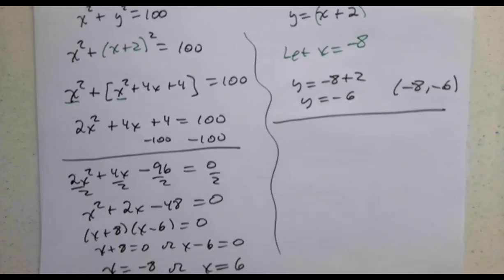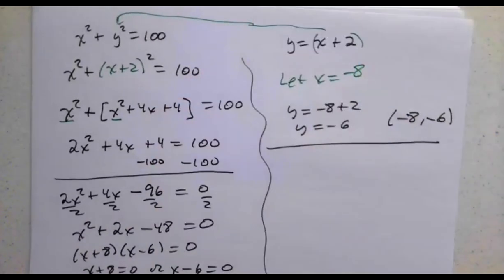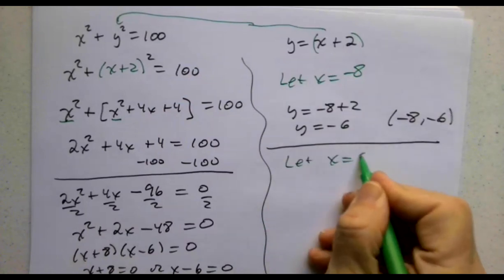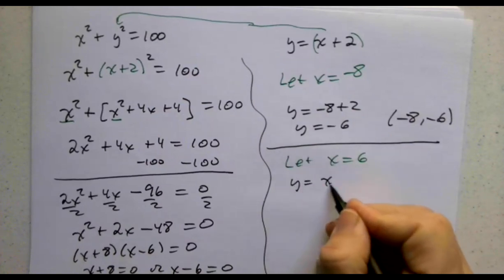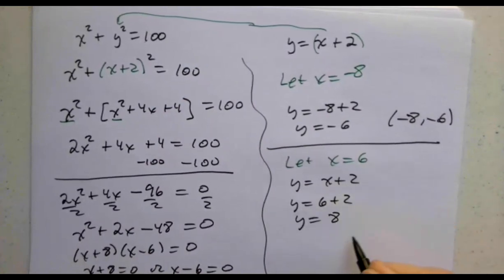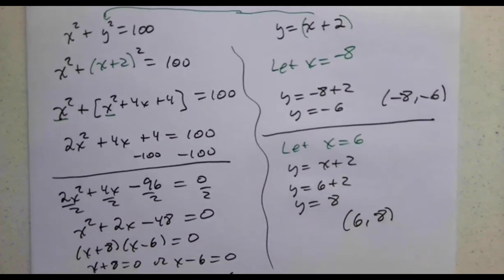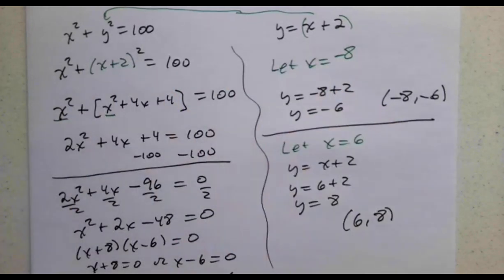But we also had x was 6 here. Remember we had x was negative 8 or x was 6. So the other possibility is to say let x equal 6. We still have y equals x plus 2. So y equals 6 plus 2, so y equals 8. The other point I have here is 6, 8. So I have found two solutions to this system of equations. Is that surprising? Well, this is a circle and that's a line. So could you imagine a circle and a line intersecting in 2 points? I hope so.